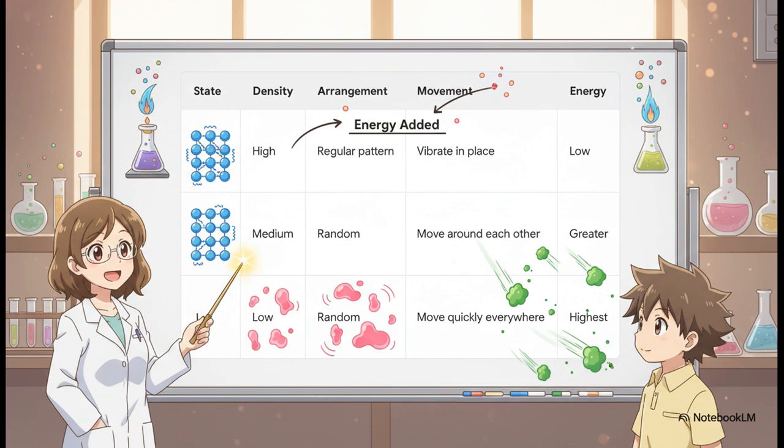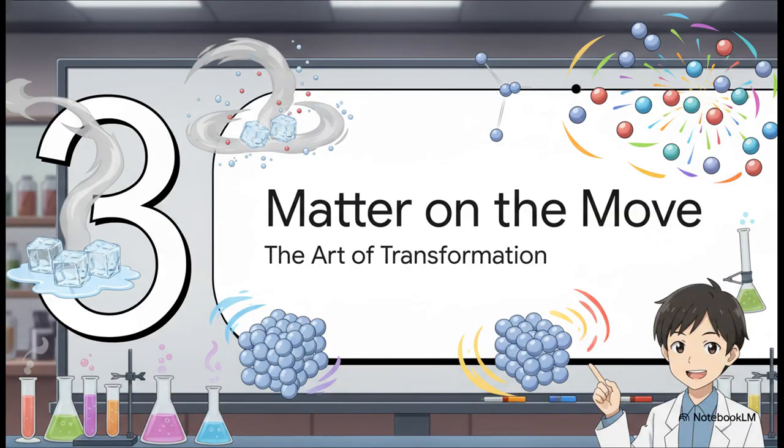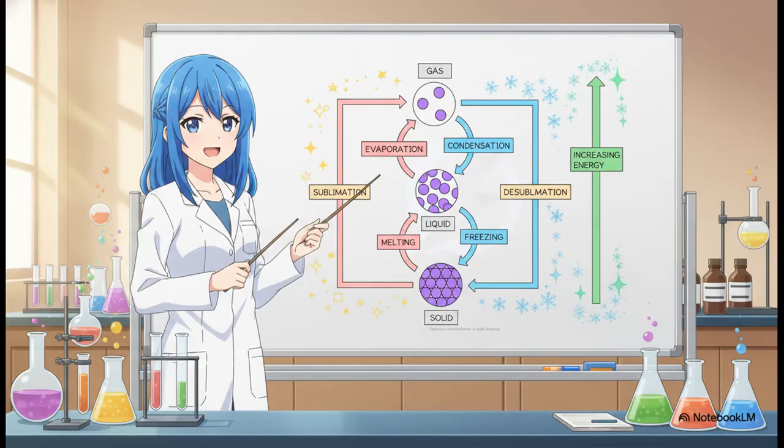It's a perfect progression. But of course, things don't just stay in one state forever, and this is where the story gets really dynamic. Matter is always on the move, transforming from one state to another. Let's get into the art of that transformation. Think of this picture as our roadmap, and the most important thing on this map is that big green arrow on the side.